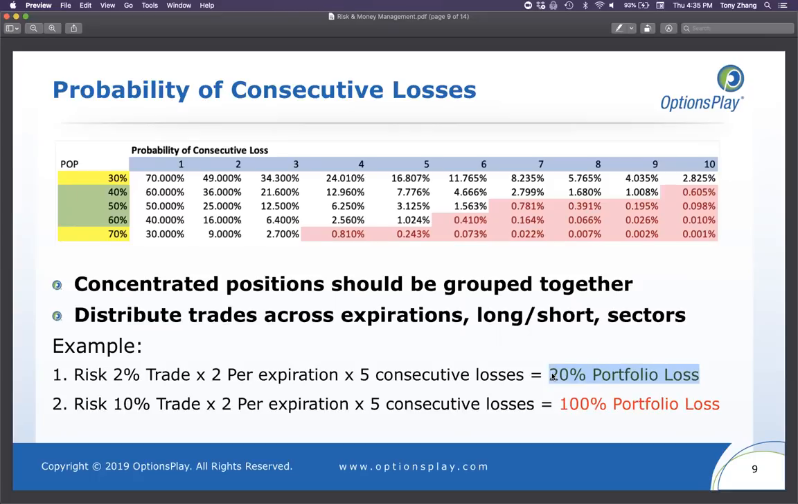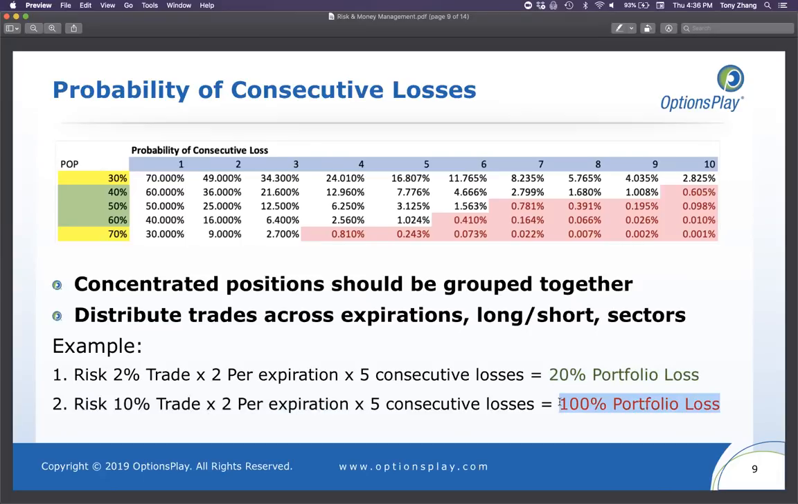So this is really where, as you can see, if you are risking 10% of your account per trade, which I actually see more often than I care to say, and I see a lot of traders risking many times more than 10% of their account on a trade. If you're risking 10% of your account per trade and you're trading 2 trades per expiration, and you have a worst case scenario of maybe having 5 consecutive losses, that equates to 100% portfolio loss. That is where you no longer have any dry powder left to make any trades after that. So keep that in mind.